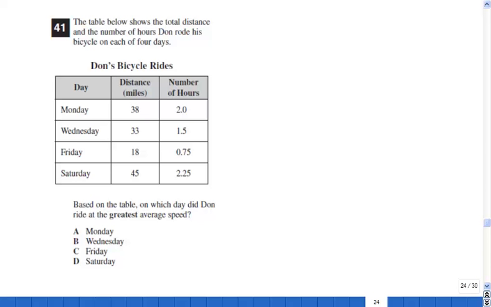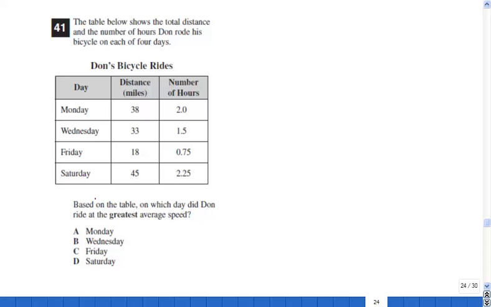Problem number 41. The table below shows the total distance and the number of hours Don rode his bicycle on each of 4 days: Monday, Wednesday, Friday, Saturday. We have the distance in miles. We have the number of hours. The question is, based on the table, on which day did Don ride at the greatest average speed?